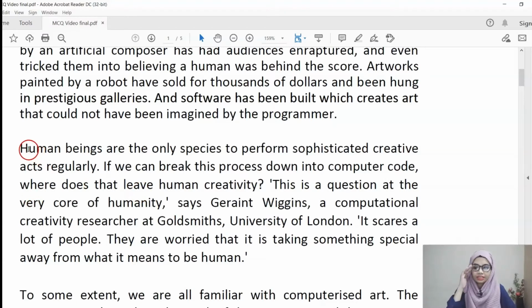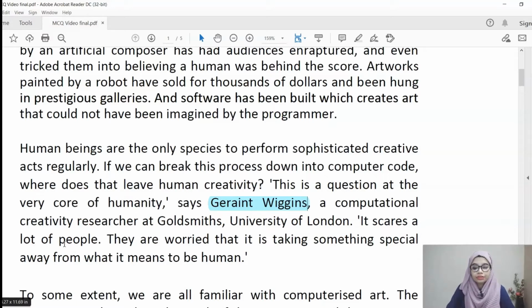So let us try and find the keyword Geraint Wiggins first. Human beings are the only species to perform sophisticated creative acts regularly. If we can break this process down into computer code, where does that leave human creativity? This is a question at the very core of humanity, says Geraint Wiggins. Okay, so we found him. A computational creativity researcher at Goldsmiths University of London. It scares a lot of people, so we are around that part.